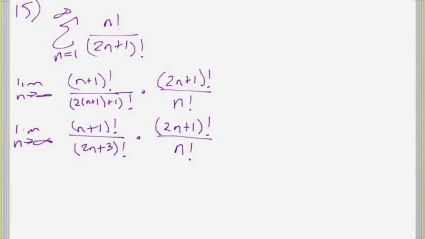So n plus 1 factorial means n plus 1 times n and so forth. N factorial means n and so forth. So that cancels out everything except for the first n plus 1. Now 2n plus 3 means 2n plus 3 times 2n plus 2 times 2n plus 1, etc. So I can cancel the 2n plus 1, etc., but I'm left with the 2n plus 3 and the 2n plus 2.